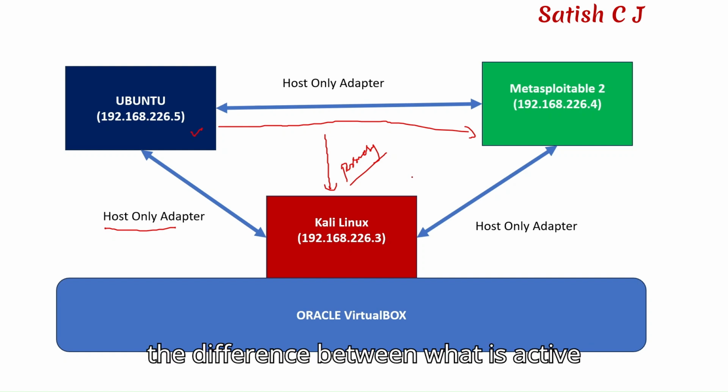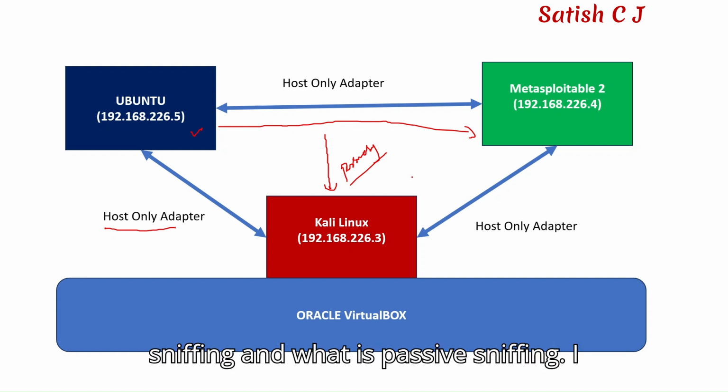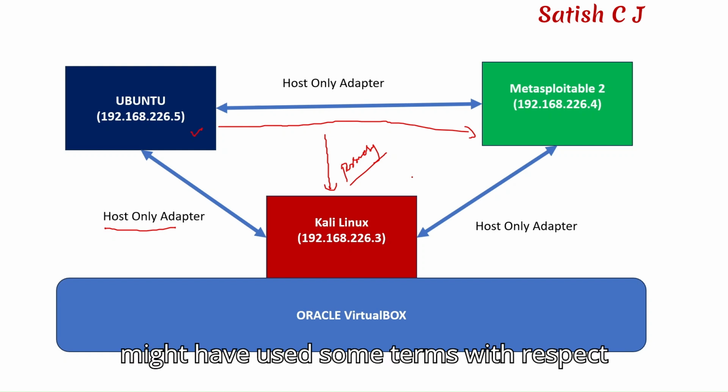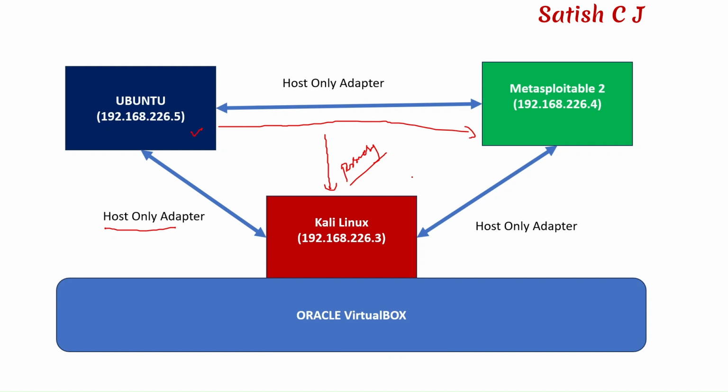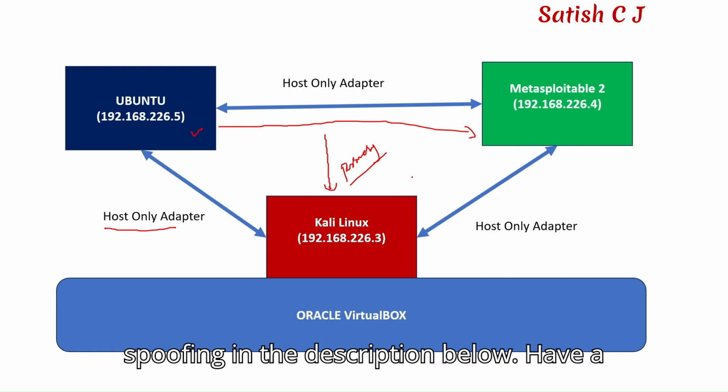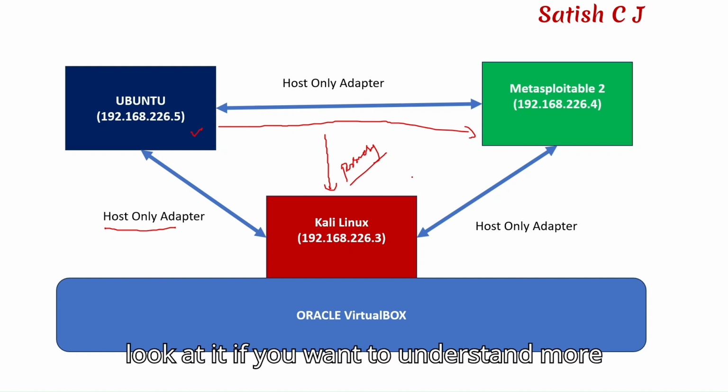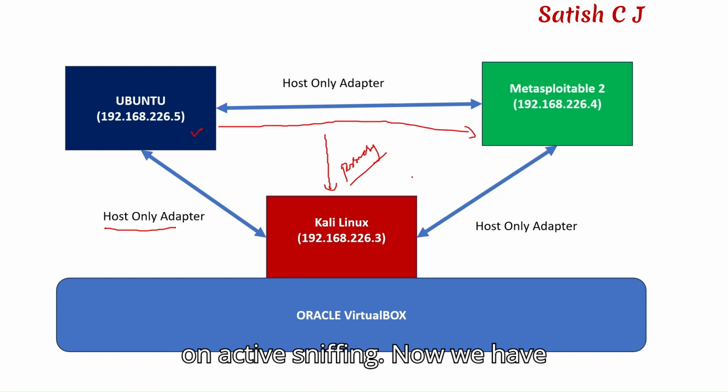I hope you understood the difference between active sniffing and passive sniffing. I might have used some terms with respect to active sniffing like ARP cache and things like that. I'll be leaving the link on ARP spoofing in the description below. Have a look at it if you want to understand more on active sniffing.